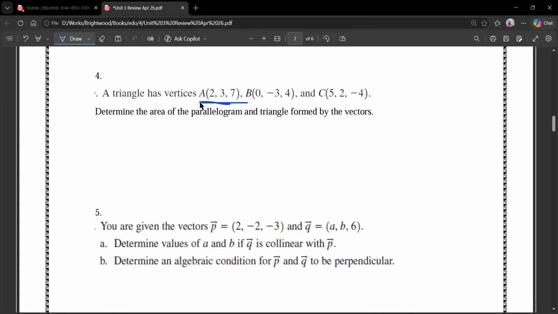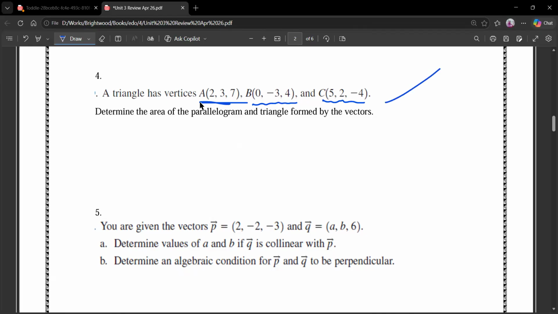A is 2, 3, and 7. B is 0, negative 3, and 4. C is 5, 2, negative 4. Now they ask you to determine the area of the parallelogram and the triangle formed by the vectors.